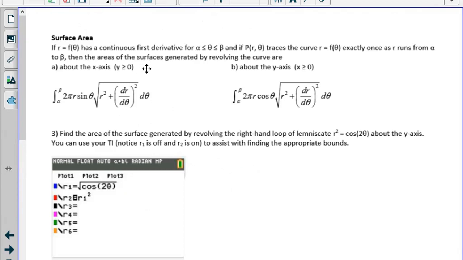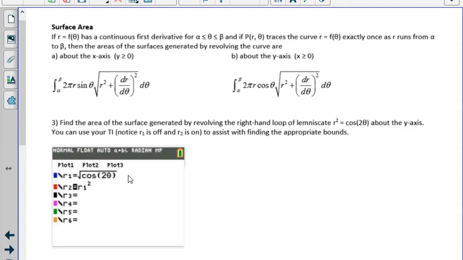Okay, finally, surface area. Here are surface area formulas. There are 2 of them. One, if you rotate or revolve the curve around the x-axis, then you have 2 pi r times sine of theta. And if you revolve it about the y-axis, you have 2 pi r times cosine of theta. Notice that x must be greater than 0 here, and y must be greater than 0 here. We're going to do this exactly once. We don't want it to trace the curve more than once.